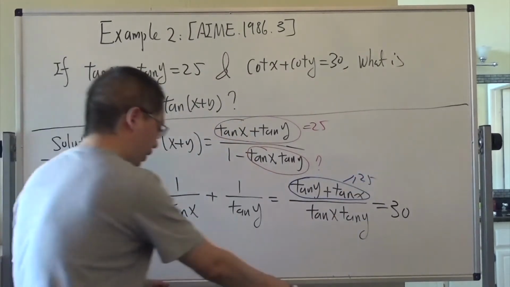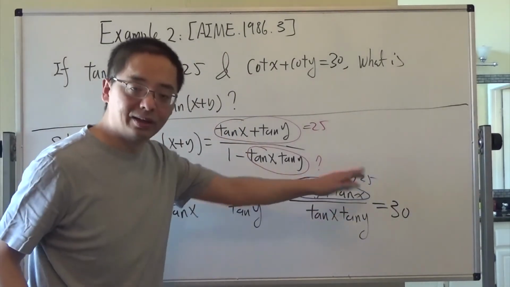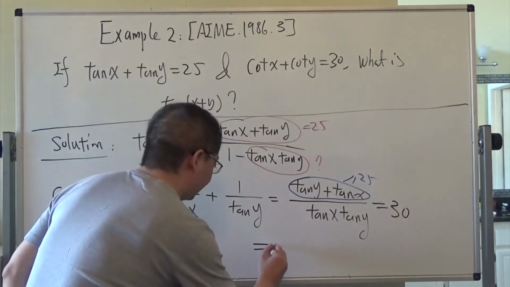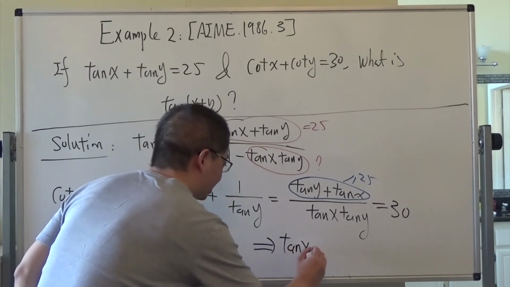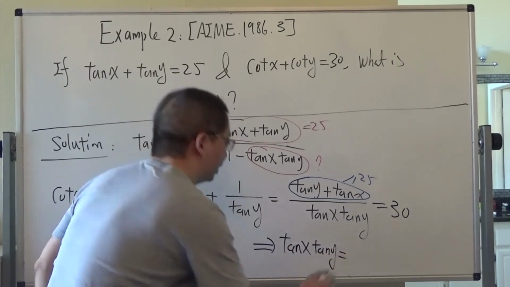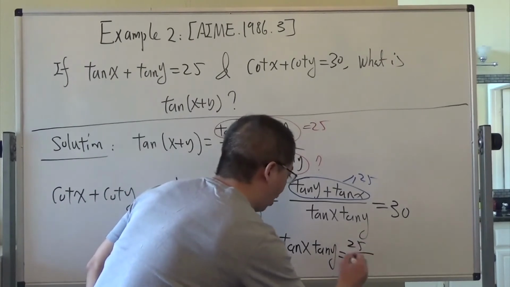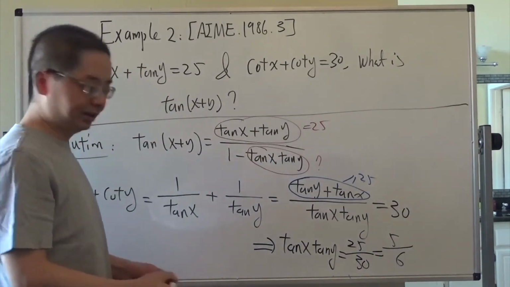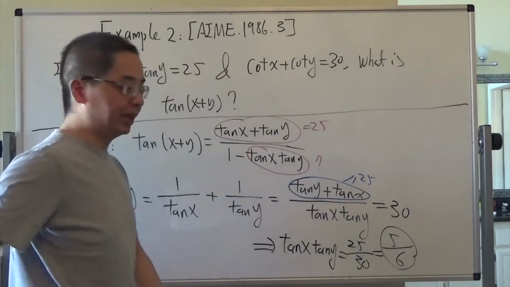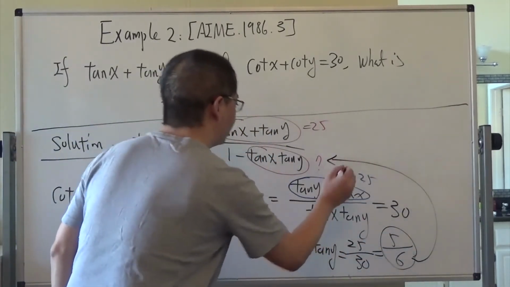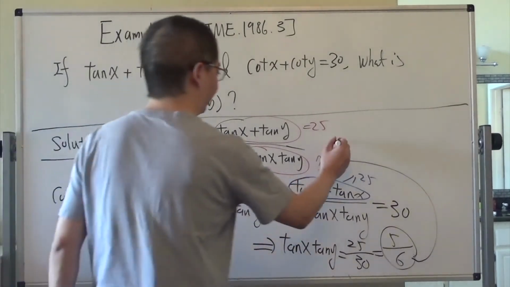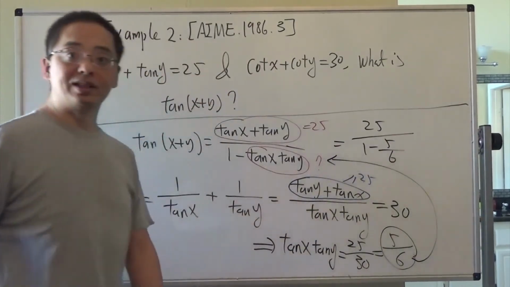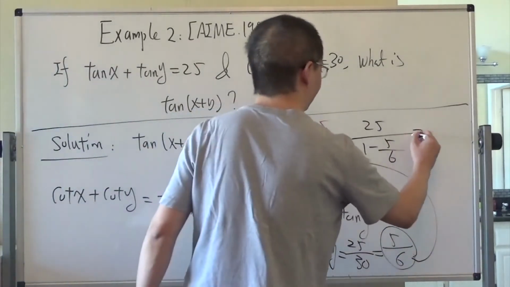From here, we immediately derive that 25 divided by tangent x times tangent y is 30. So tangent x times tangent y equals 25 over 30, which is 5 over 6. And then we get this missing piece. We can plug this one back into the sum formula. So we get 25 over 1 minus 5 over 6, and that's 1 over 6. So eventually we get 150.